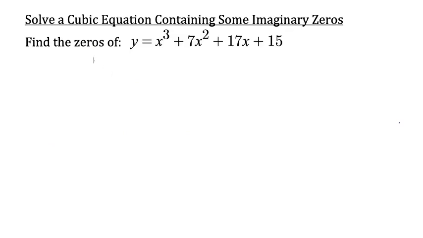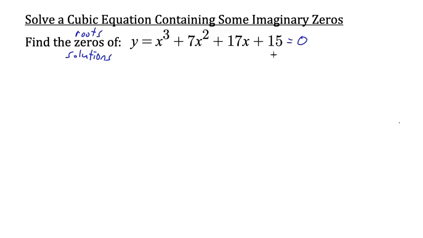In this last example, we're going to find the zeros of y equals x cubed plus 7x squared plus 17x plus 15. And remember, that's the same thing as roots or solutions when the equation equals 0. So let's go ahead and set that equal to 0 right now. All right, we take a quick glance and notice that we cannot factor out a common factor. So we'll move on to using the rational root theorem to find a root, hopefully find a root.